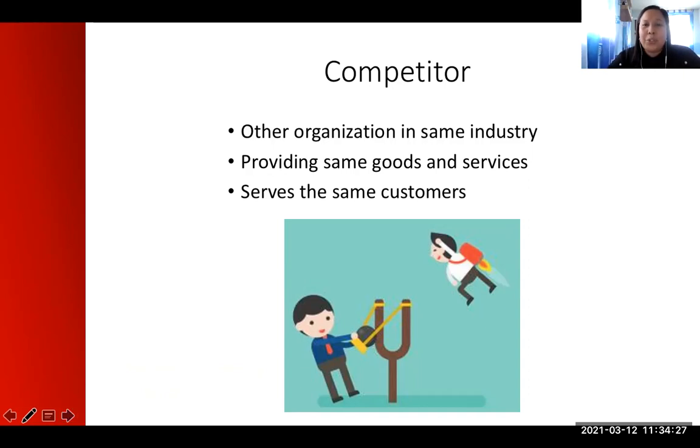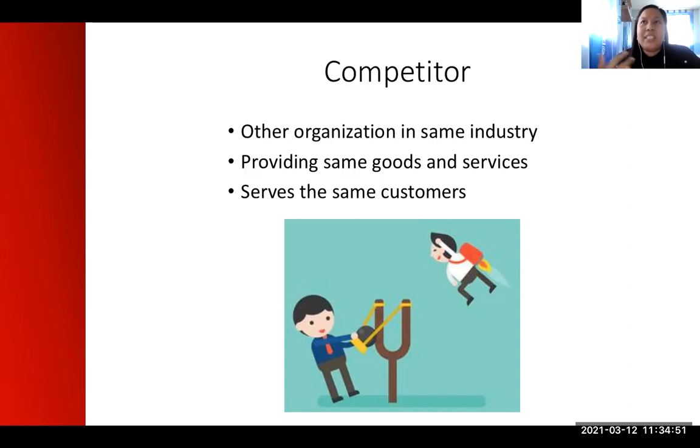For the competitor, sino ba sila? Competitors are other organizations in the same industry providing the same goods and services and serving the same customers. So, guys, parang kung halimbawa, papasok kayo sa fast food industry, as an entrant, you do not compete with Jollibee agad, di ba? Parang you start small and then dream big.